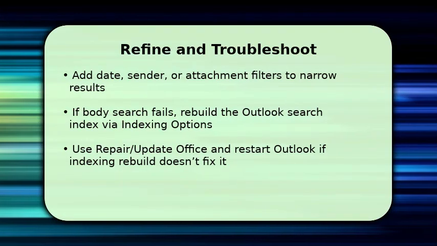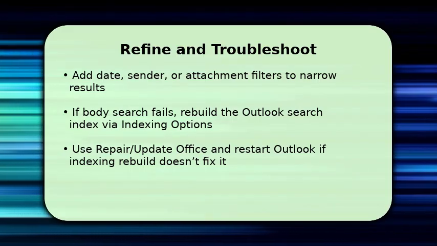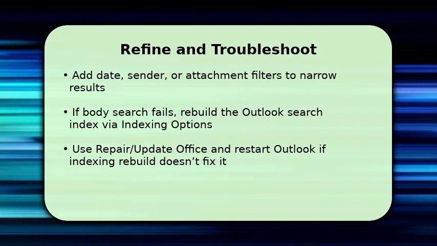Finish by refining results and resolving issues. Add filters like date range, sender, or attachment to narrow hits and save the query as a search folder if you'll reuse it. If you get no body matches, make sure Windows indexing includes your PST/OST. Open indexing options and rebuild the index. This makes Outlook read message bodies again.